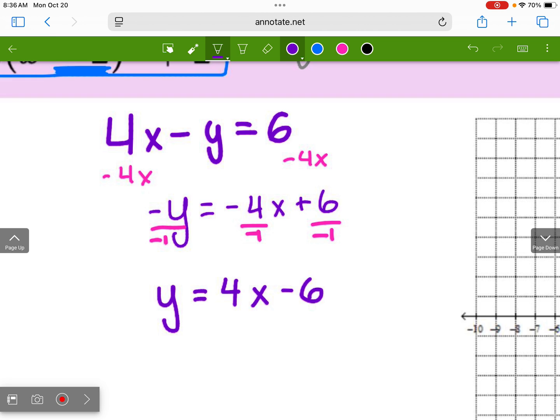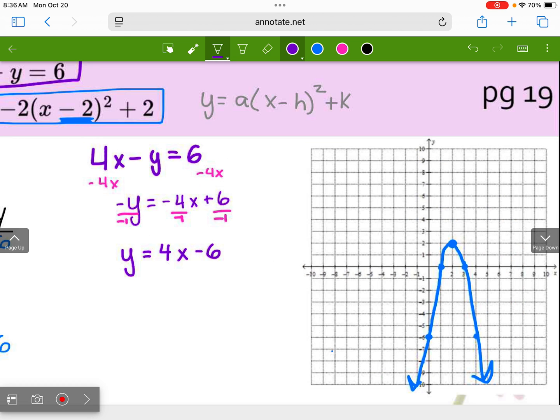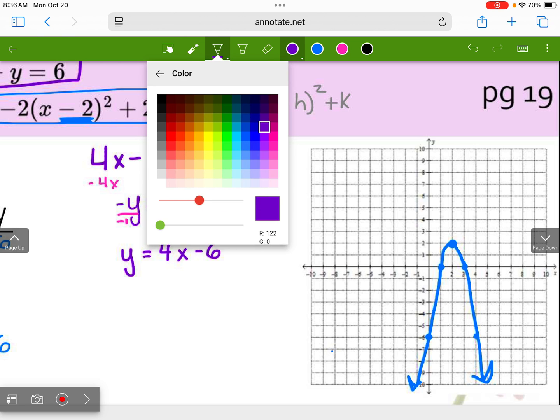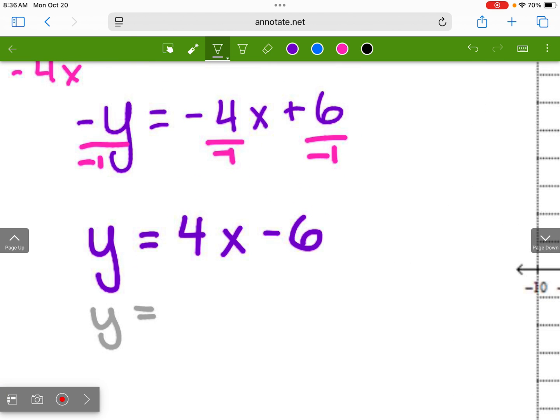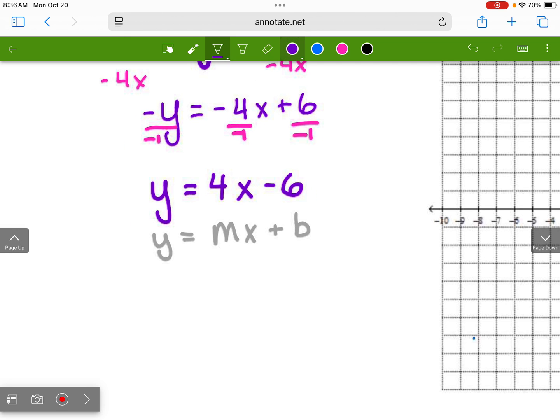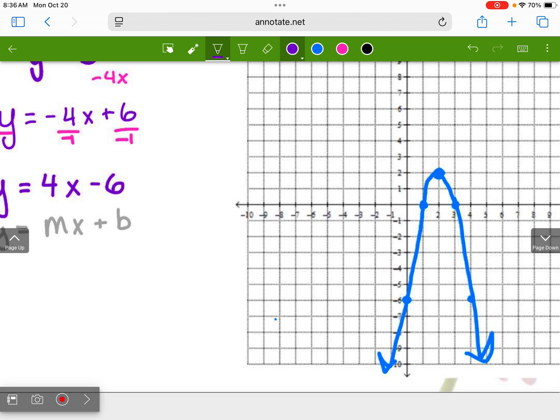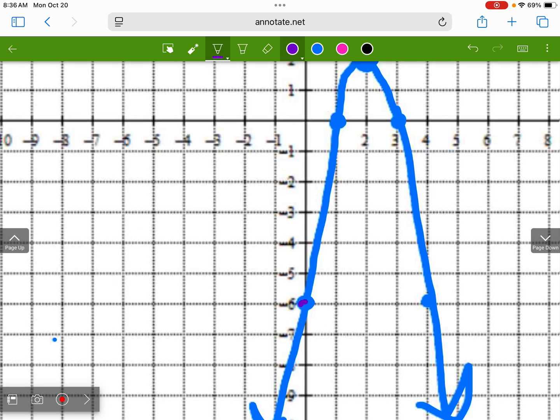So again, you don't have to do this to be able to graph it. There's lots of ways to do this. Probably the putting it into slope-intercept form is going to be the easiest option. How do I graph that line though? Where do I start? This is our y equals mx plus b. Where are we going to start? This is my first point. -6. My y-intercept at -6.